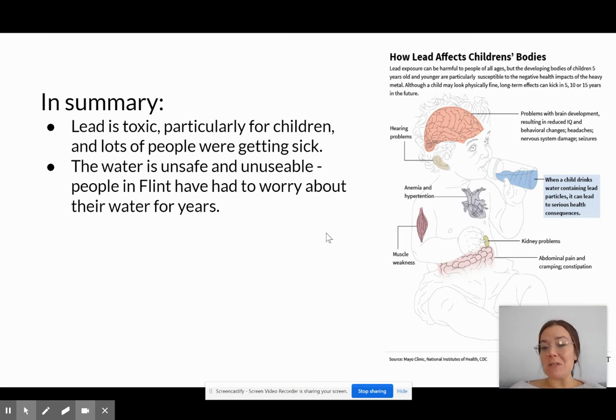And lead, this is a problem. It's particularly toxic for kids, but it can be damaging and make all kinds of people sick. But with kids, it can cause brain development issues as well as reasoning issues that are long term and are going to affect those kids for the rest of their lives. And so that's awful that people had to deal with worrying about unsafe and unusable water in their homes.